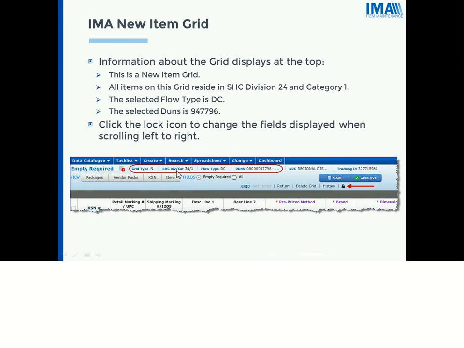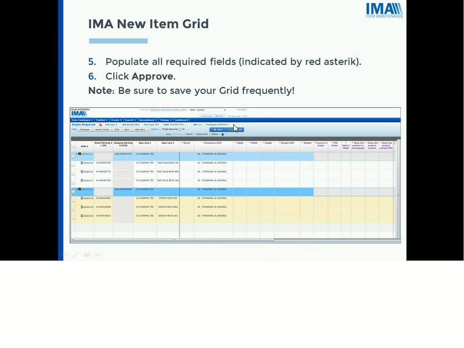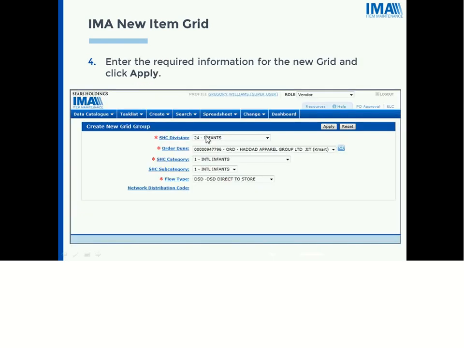And then here we can see your SHC division and category. This cannot be changed once your grid has been created. If you realize this is not correct after you've already created your grid, in order to fix that, you would have to delete your grid by clicking Delete Grid here. And then you'd have to go back to your task list. And whenever you go to create the grid, you'd have to make sure that you select the correct division and category on this screen right here.